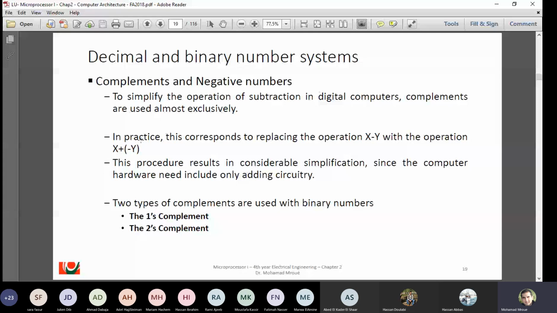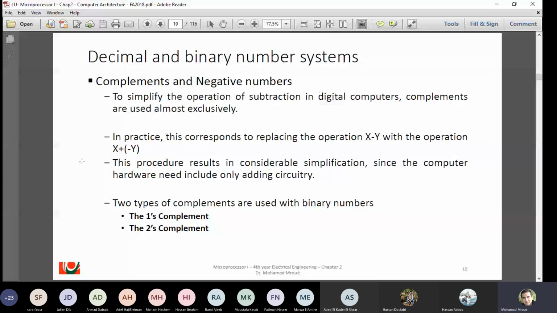So in computers we don't have an adder and a subtractor, as we will see later. We just have an adder. How subtraction is done is based on the 2's complement representation that we are talking about now. So what does the computer do? It converts y to minus y, which is the 2's complement of y in binary. Then it will add it. So we will use an adder here. This procedure results in considerable simplification since the computer hardware needs to include only adding circuitry. We don't need subtracting in this case.